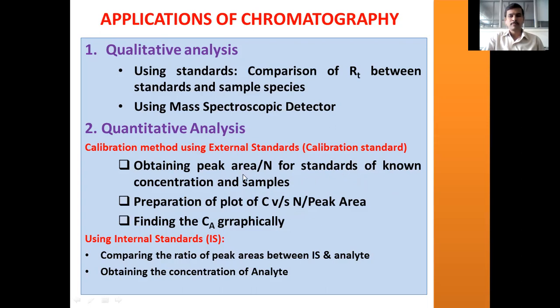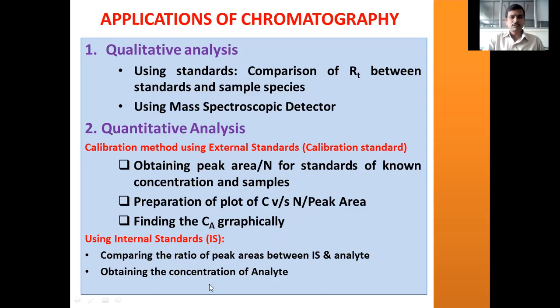You will record it. Then you take the sample containing the same compound as the standard, record the chromatogram, and obtain the peak area or number of theoretical plates. Plot the graph of concentration of the standard versus peak area or number of theoretical plates, then obtain the concentration of the analyte graphically. This is known as the calibration method, and this is of course true even in all instrumental methods, where we use calibration methods with external standards. And we can also use internal standards.